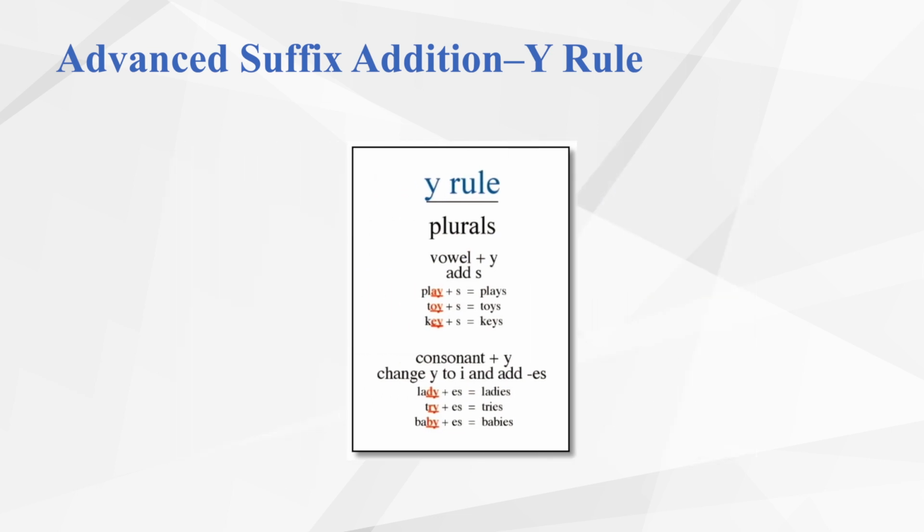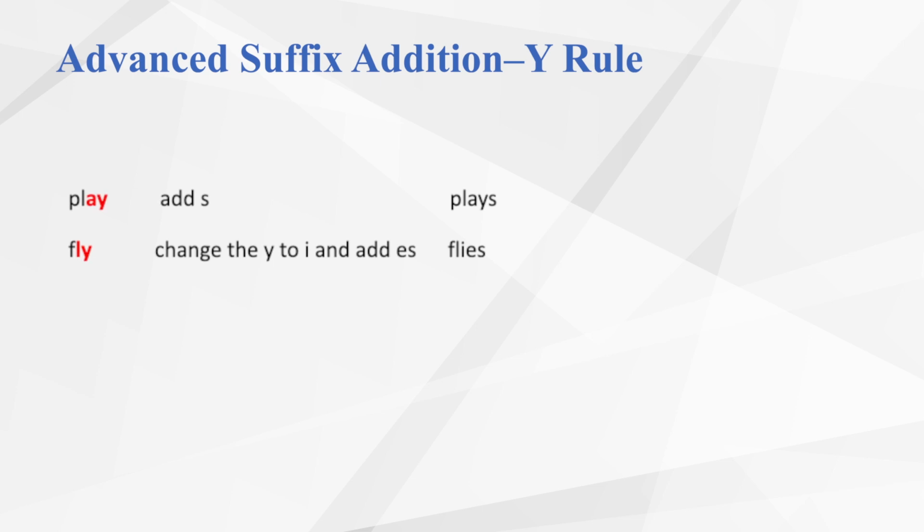Simply put, if the word ends with a vowel plus Y, we add S. If the word ends with a consonant plus a Y, we change the Y to I and add ES. If we look at our 2 examples, our first word is PLAY. How did it end? With a vowel plus a Y. So what do we do? We add S, and then our final word is PLAYS, or plays. So fly, FLY, ends in a consonant plus a Y. So what do we do? We change the Y to I and add ES.